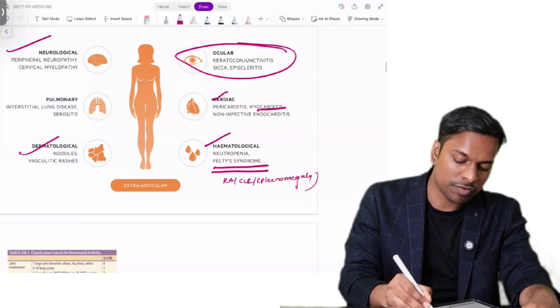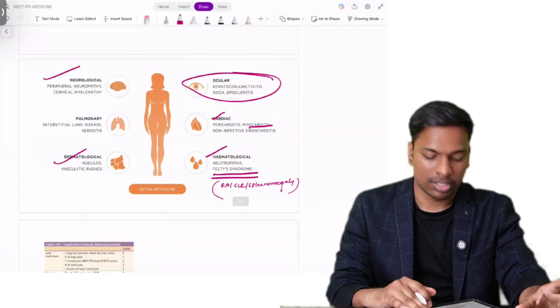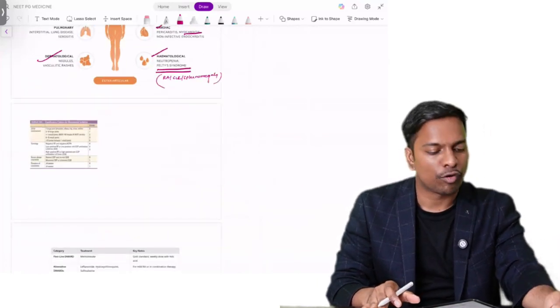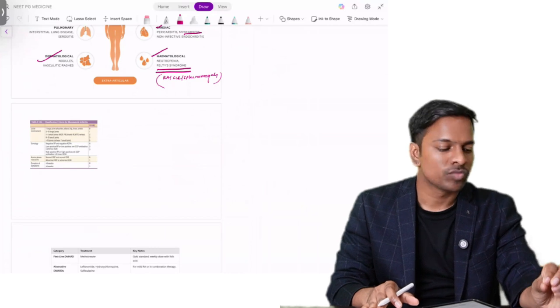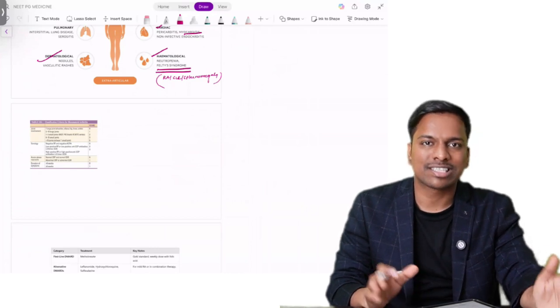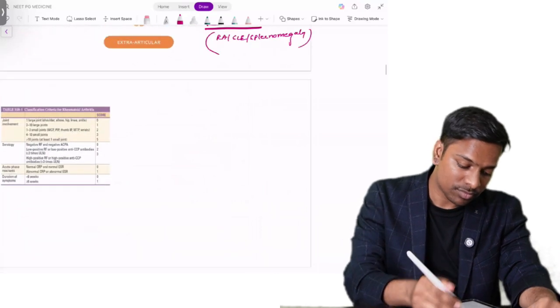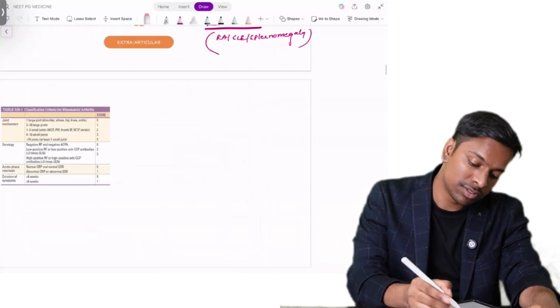So these are some features of rheumatoid arthritis that you have to know, right? I hope I simplified it for you. Now coming to the diagnostic criteria. For diagnosis, it's very easy. We apply a criteria, basically called the clinical classification criteria for rheumatoid arthritis, and we have the mnemonic for that.